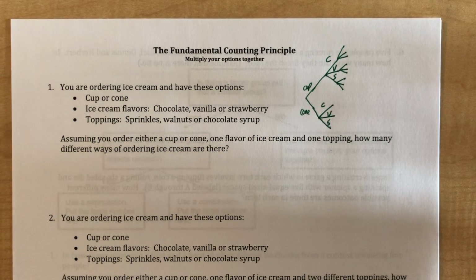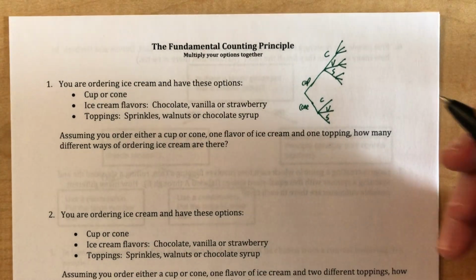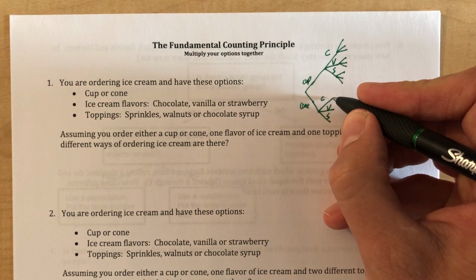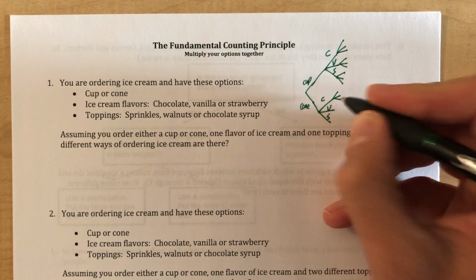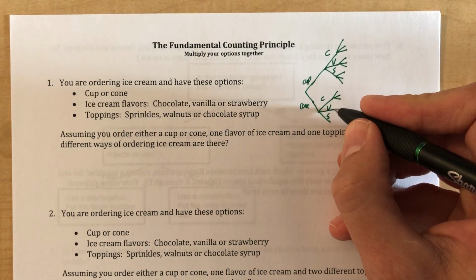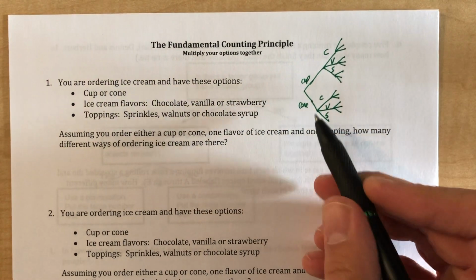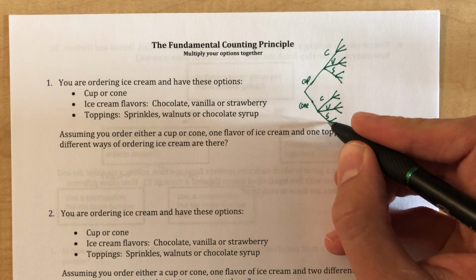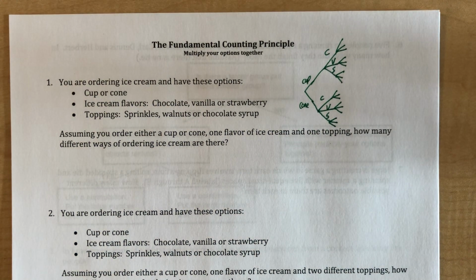See how this gets really cumbersome really quickly? And then if I have a cone in chocolate, I could have sprinkles, walnuts, or chocolate syrup. If I have a cone in vanilla, I could have sprinkles, walnuts, or chocolate syrup. If I have a cone in strawberry, I'll have sprinkles, walnuts, or chocolate syrup. Okay, we are not going to do that again. It's actually called a tree diagram, and it gets really messy really fast.